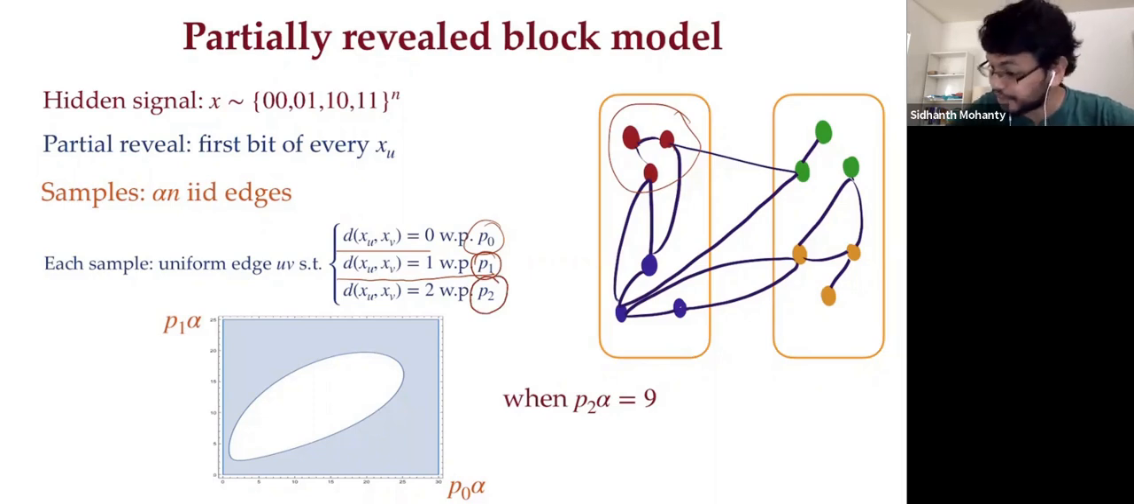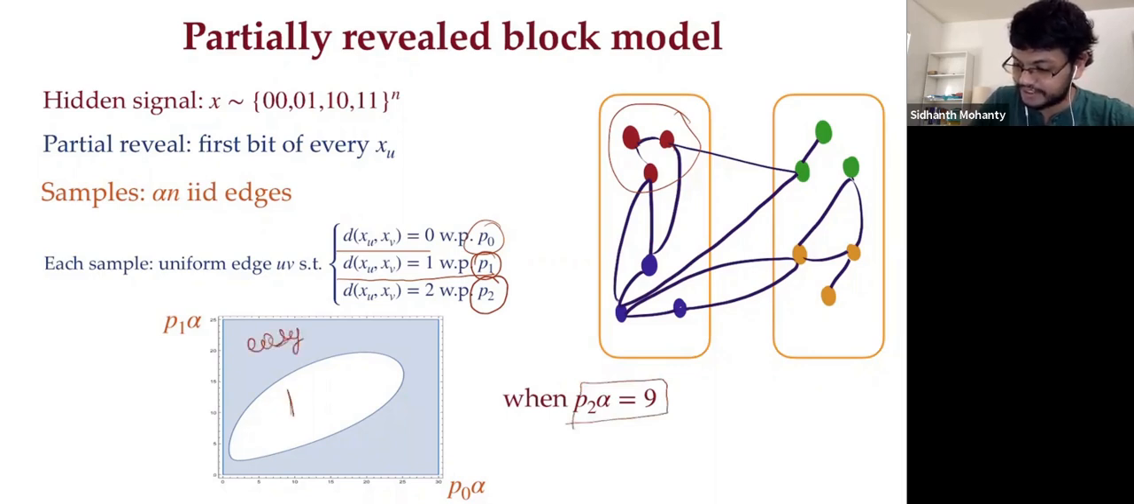And even for such problems, you can come up with a particular diagram. So here I peg the value of P2 times alpha, and there is a very precise prediction for when it's easy to recover the labels better than random guessing.